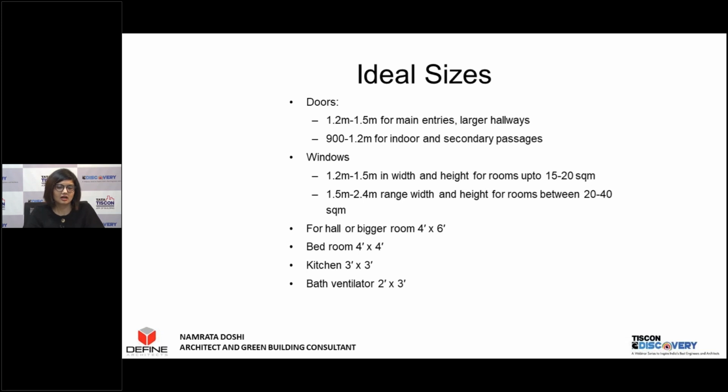This ensures there is room for ventilation design to happen successfully. Having said that, window sizes range from 1.2 meter to 1.5 meter in width and height for rooms of up to 15 to 20 square meters. That's up to 250 square feet approximately. And 1.5 meter to 2.4 meter range width and height for rooms which are larger than 250 square feet. For a living room or a bigger room, you can even go up to 4 feet by 6 feet. Bedroom, you can go for 4 feet by 4 feet. Kitchen, you can choose a 3 foot by 3 foot window. You can also choose a smaller window and multiply it by 2 or 3 depending on your kitchen design.